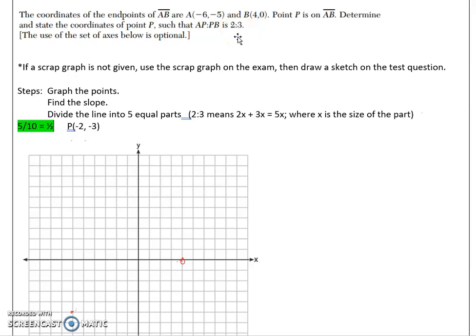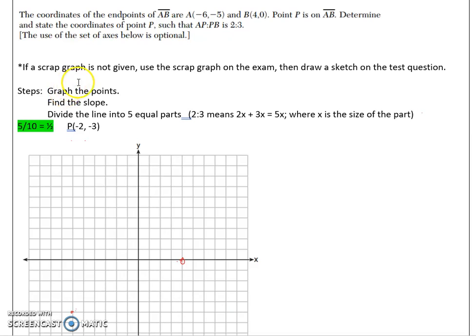Now, in this particular case, this problem did have a scrap graph given to you. But I highly recommend that if a scrap graph is not given to you, you use the scrap graph at the end of the test, when you get the test, draw this picture that we're going to draw, and then draw a sketch of what you drew in where the test question actually is. Because on the exam, we cannot grade that scrap graph.